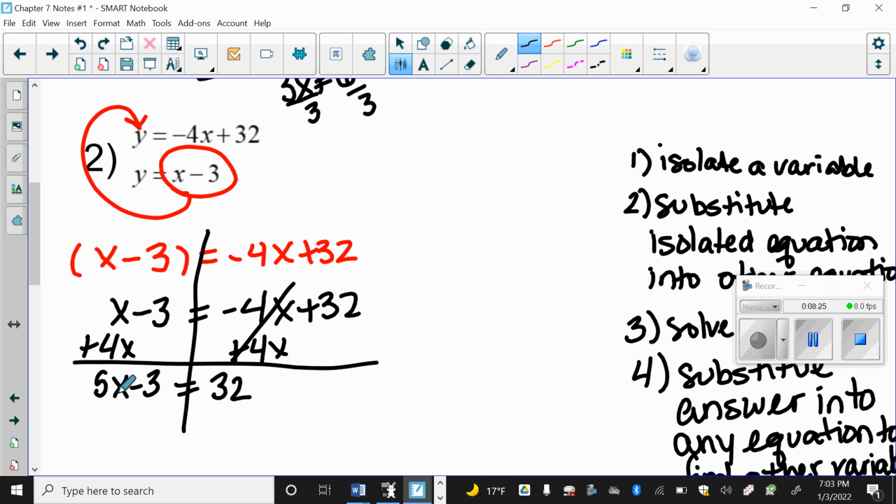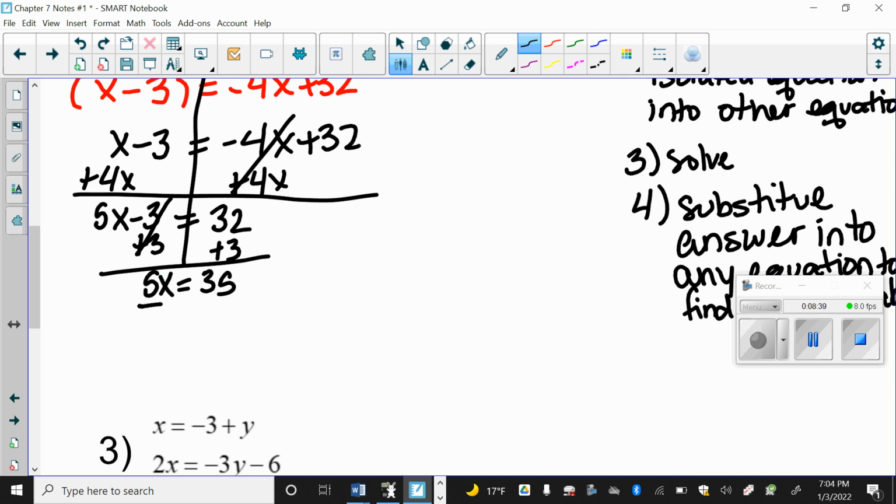So now I'm going to solve for x. I get rid of the minus 3 by adding 3 to both sides. My left-hand side now, I'm left with 5x. My right-hand side, I'm left with 35. And finally, I can solve for x by dividing by 5. So I am left with 1x on the left-hand side, 7 on the right-hand side. So I have x equals 7.